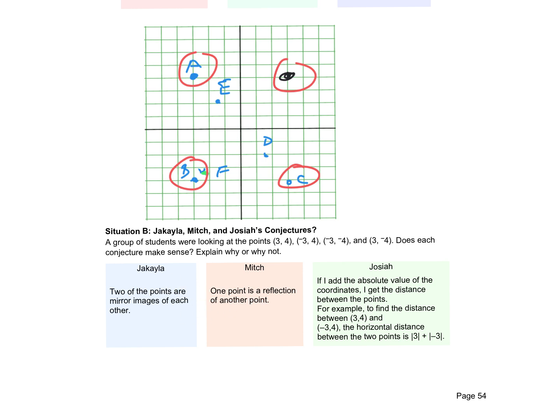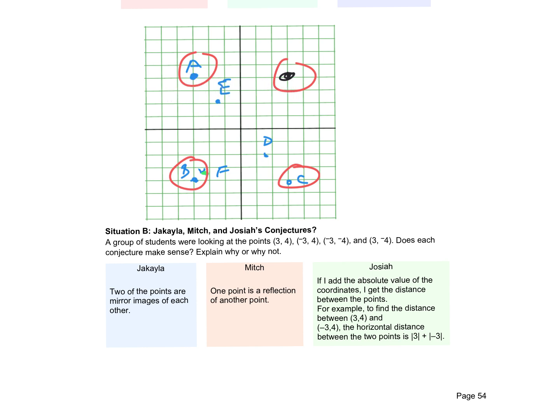All right, let's take a look at Josiah. If I add the absolute value of the coordinates, I get the distance between the points. For example, to find the distance between 3, 4 and -3, 4, the horizontal distance between the 2 points is absolute 3, plus absolute -3. In other words, 6. So what he's saying is between here and here is 6, and that is correct.